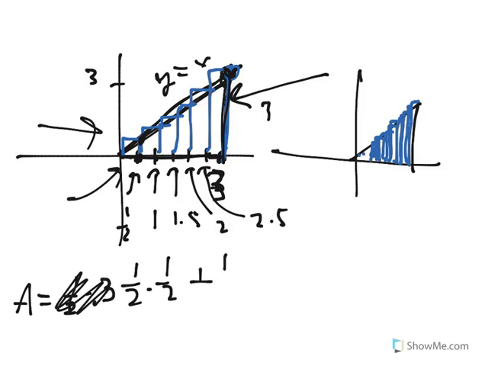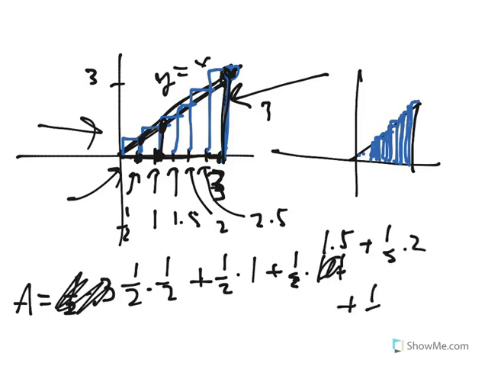The second rectangle also has base of 1/2, but the height is based on this y-coordinate, which is 1. And the bases are always 1/2, but the height changes. The height goes up each time. Up to 1/2 times 2.5. So those are the 6 rectangles: 1, 2, 3, 4, 5, 6.